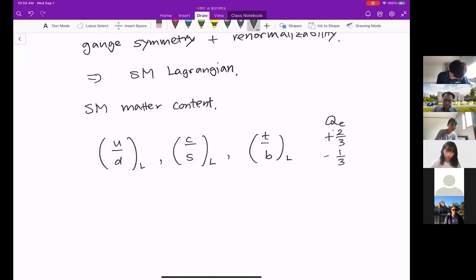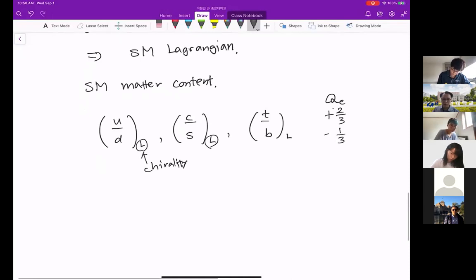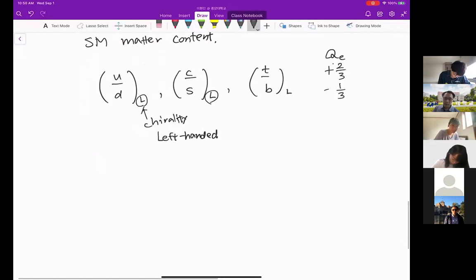And this L is the chirality. We denote chirality by this subscript. Left-handed means there are two components, right? There is also right-handed. The left-handed chirality means left-handed in the direction of motion: the spin direction, rotating clockwise, that is the left-handed, right? So this particle has this chirality.